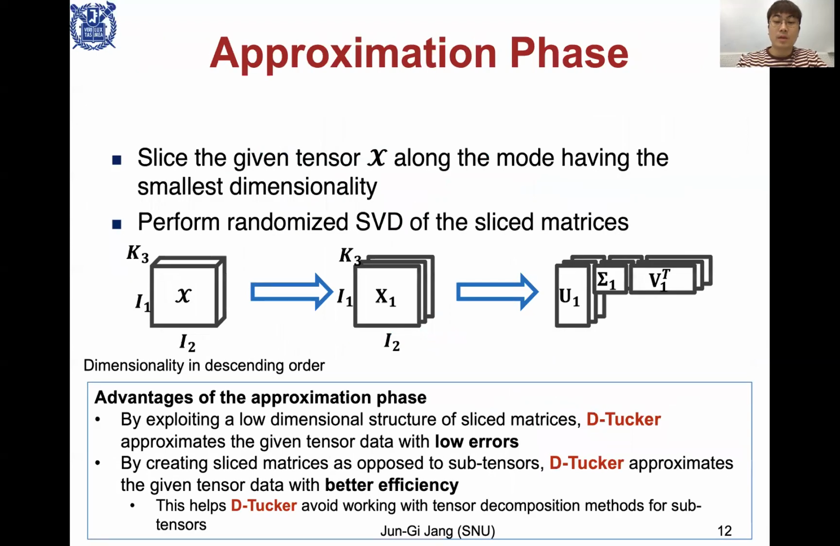Let me explain the approximation phase in more detail. First, we extract the sliced matrices of size I1 times I2 by slicing a given tensor. And then we perform randomized SVD of each sliced matrix. Compressing slice by slice provides two benefits. The first one is that D-Tucker approximates the given tensor data with low errors by exploiting a low dimensional structure of sliced matrices. The second one is that D-Tucker approximates the given tensor data with better efficiency by avoiding tensor operations such as n-mode product.